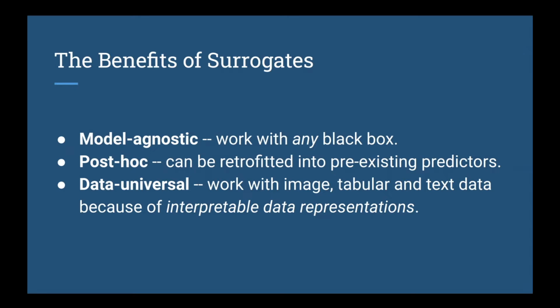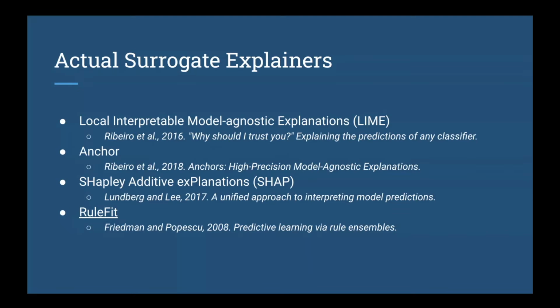The final property, universality with respect to data, means that regardless of what sort of data you use, you will have similar looking explanations, which means that the explainee will not get confused, because regardless of what sort of black box you're explaining, you'll always get very similar looking explanations. There are some actual examples of surrogates, and these are LIME, which I showed you just a moment ago, also Anchors and SHAP. There's also RuleFit, but RuleFit does not use interpretable representations, which means that you can only use it with tabular data.